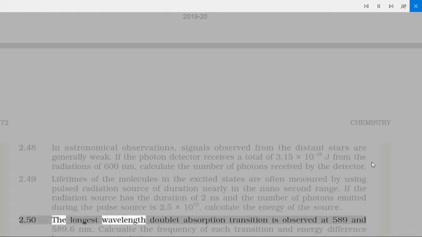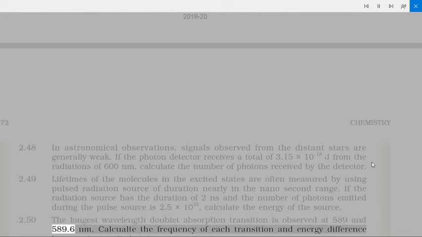2.50 The longest wavelength doublet absorption transition is observed at 589 and 589.6 nm. Calculate the frequency of each transition and energy difference between two excited states.